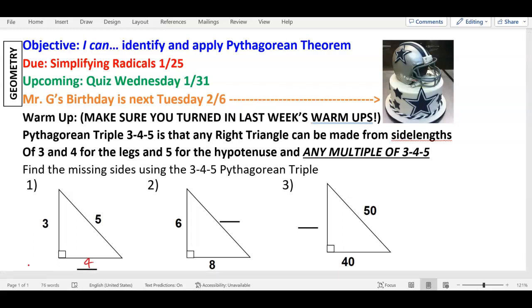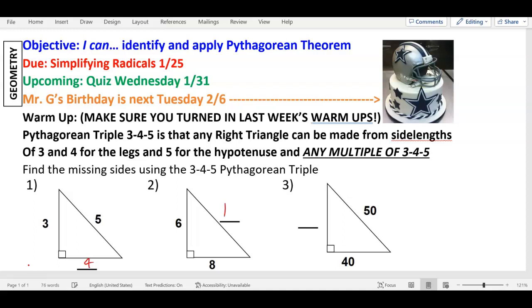It's a 3, 4, 5. Easy, right? This is stuff you don't have to do any math on if you just know 3, 4, 5 works. A multiple of 3, 4, and 5, if you multiply them all by 2, would be 6, 8, 10. So look at number 2. 6 and 8, what's that hypotenuse going to be? 10, because it's a 3, 4, 5 with a multiple of 2, right?